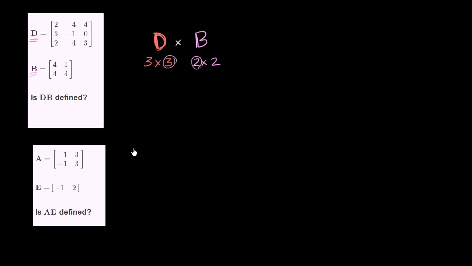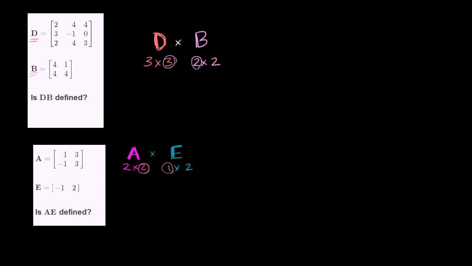So matrix A is a 2 by 2 matrix, and we're going to multiply it times matrix E, which has 1 row and 2 columns. So in this scenario, once again, the number of columns matrix A has is 2, and the number of rows matrix E has is 1. So this will not be defined. These two things have to be the same for them to be defined.